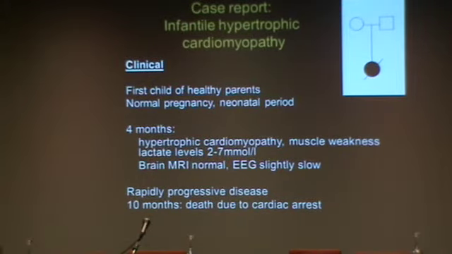This is the first child of healthy parents, who went through a normal pregnancy and a normal neonatal period. But at 4 months of age, she started to have muscle weakness and she was clearly not feeling good, and hypertrophic cardiomyopathy was diagnosed. She had very high lactate levels, up to 7. Her brain MRI was normal, and the cardiomyopathy seemed to be the only manifestation, in addition to the muscle weakness. She had a very rapidly progressive disease and died at the age of 10 months because of cardiac arrest.